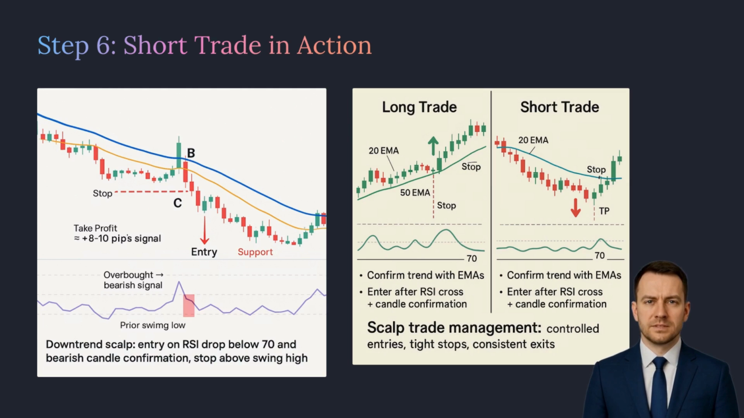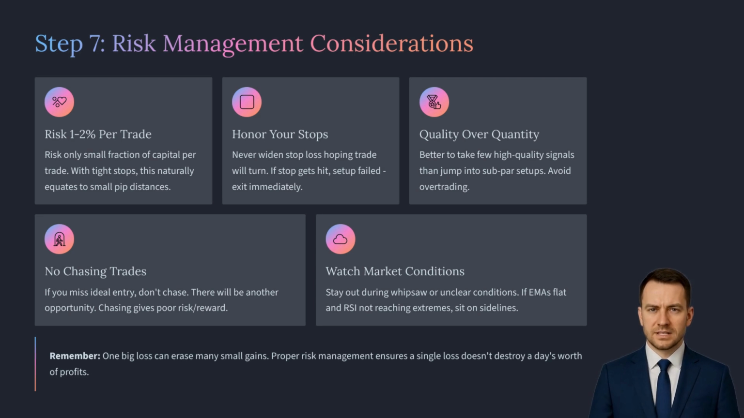The stop was placed just a few pips above the bounce's high. The trade quickly moved in our favor as the downtrend resumed. We took profits as price approached the recent low, and RSI neared 50 from above. Again, a modest gain was captured within minutes. Even with a high probability setup, not every trade will succeed. Proper risk management makes sure a single loss doesn't erase a day's worth of gains. Here are essential risk guidelines for this strategy.